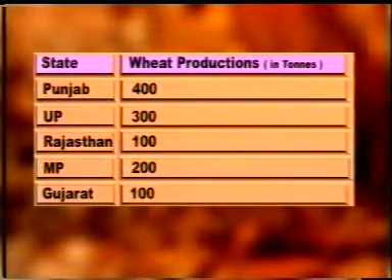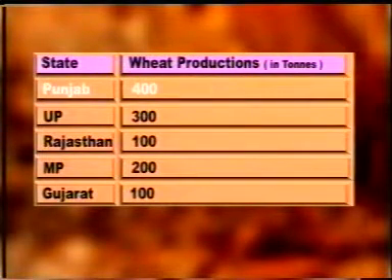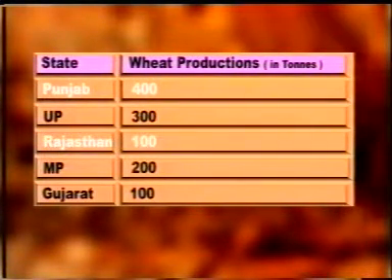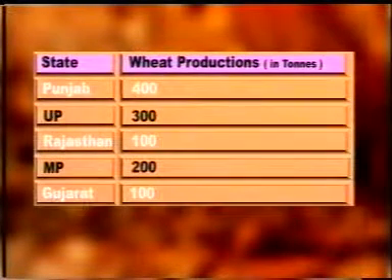So this is data. But information which we can derive from this data is that Punjab produced the highest wheat in the year 1999-2000, whereas Rajasthan and Gujarat, they produced the lowest wheat in the year 1999-2000.